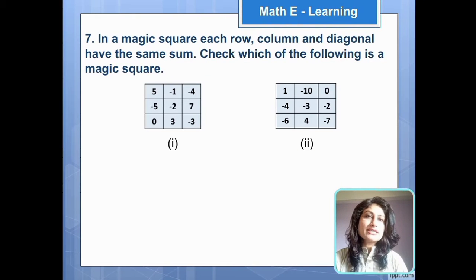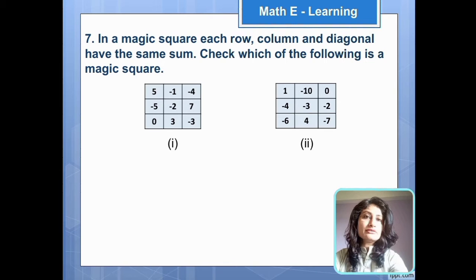Question number 7 is, in a magic square, each row, column and diagonal have the same sum. Check which of the following is a magic square. So here you have given two squares and you have to check which square is a magic square and which is not.